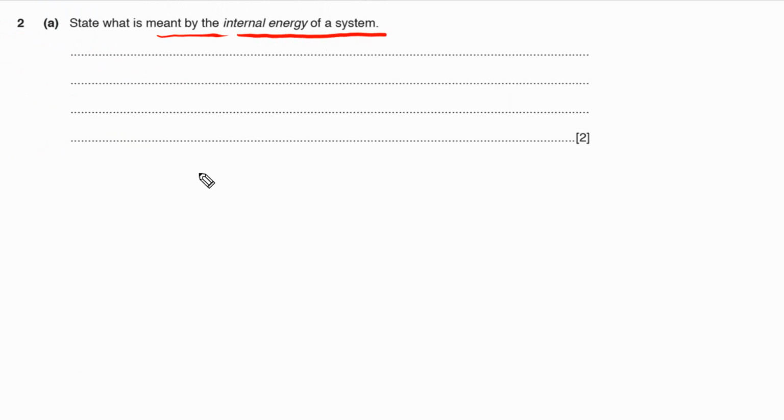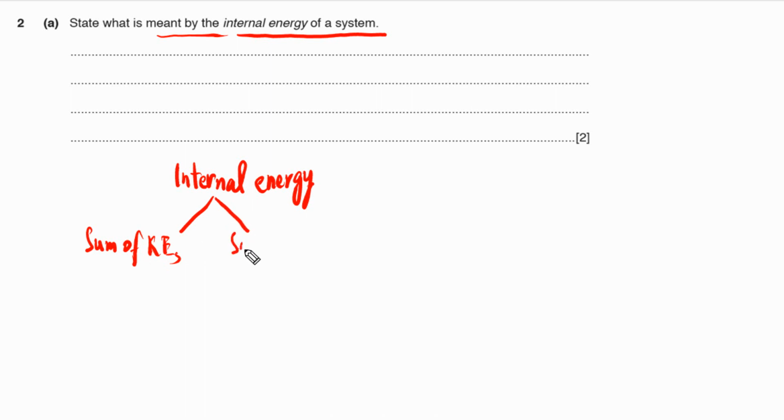First of all, let me explain this in detail. What is the internal energy of a system? And then we will write down a proper answer for this question. It simply is the sum of kinetic energies plus the sum of potential energies of all the molecules.